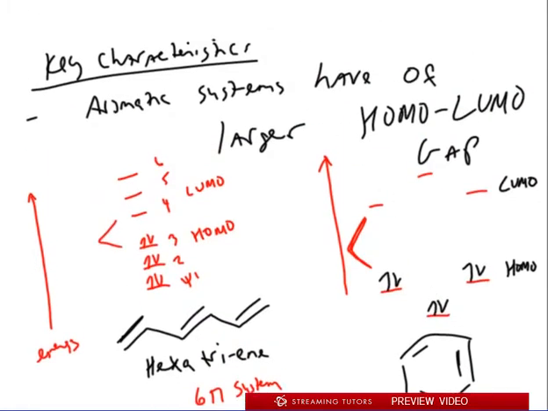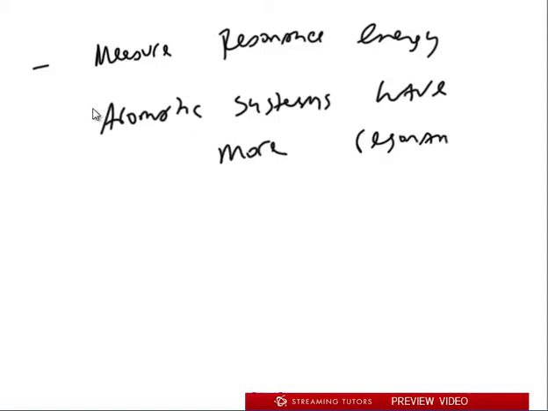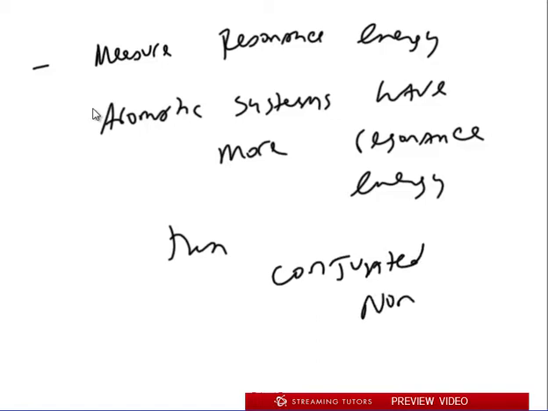Now, another bullet point is if we wanted to measure the resonance energy, we will find that aromatic systems have more resonance energy than conjugated non-aromatics. Well, let's just write aliphatics. Conjugated aliphatics. Okay? So that's very important.